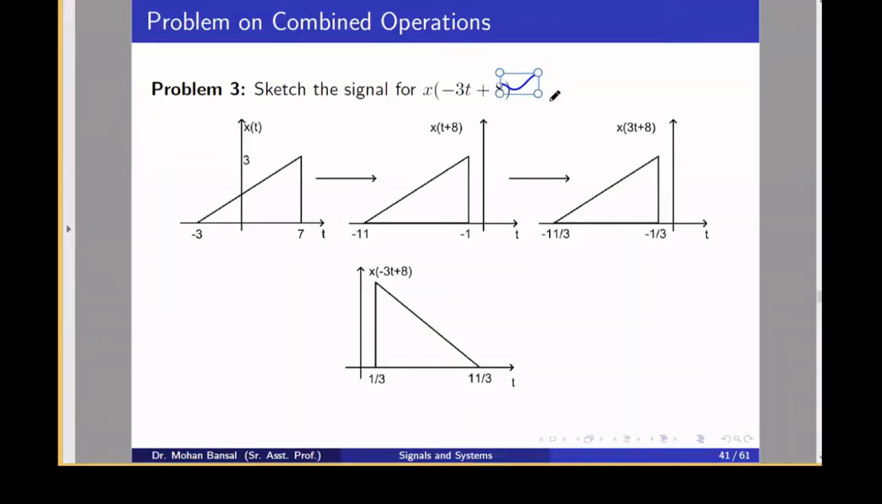Now, this is -3t+8. In this case, first, this is the original signal x(t). You will have to plot x(-3t+8). First in this case, we will left shift. So instead of -3, if we add 8, it will start at -11 and end at -1. Okay, left shift by 8. Now scale by 3, so you will get -11 by 3 and -1 by 3. Now you fold the signal due to this negative sign and you will get the positive signal. So this is the procedure by which you can solve the problem very easily.